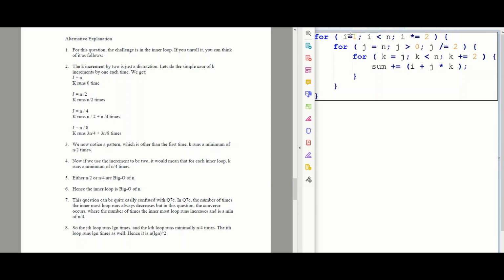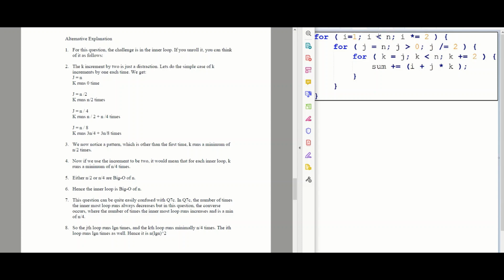I goes from 1 to n, j increments by multiple of 2. J goes from n to 0, it divides by 2 every time. And k goes from j and goes up to n, and every single time it increments by 2.